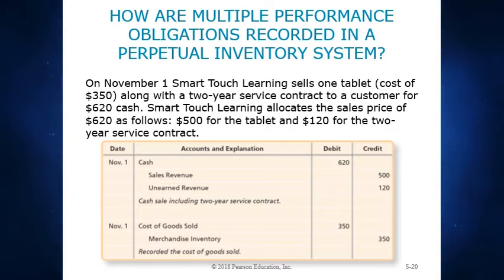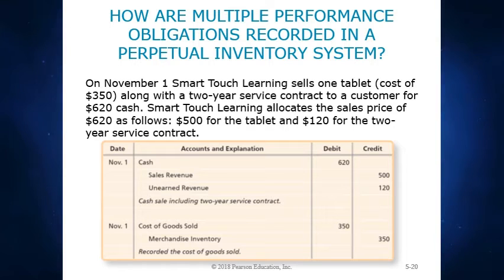So on November 1st, Smart Touch Learning sells one tablet, cost of $350, along with a 2-year service contract to a customer for $620 cash. It's not uncommon for businesses to do things like that. So we need to allocate the sales price of the $620 as follows: $500 for the tablet and $120 for the 2-year service contract. And we'll break that down because that service contract has not been executed yet, so we haven't provided that service yet. That's going to go into unearned revenue.